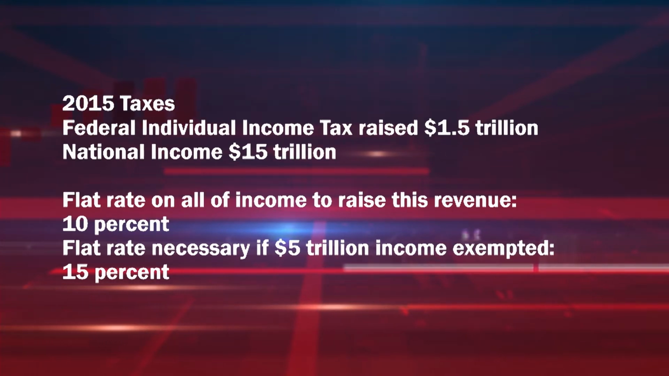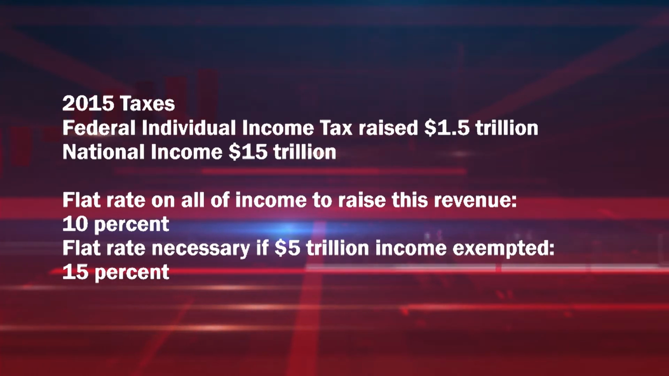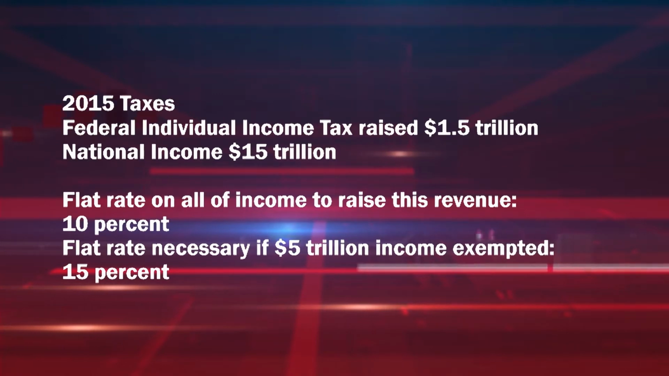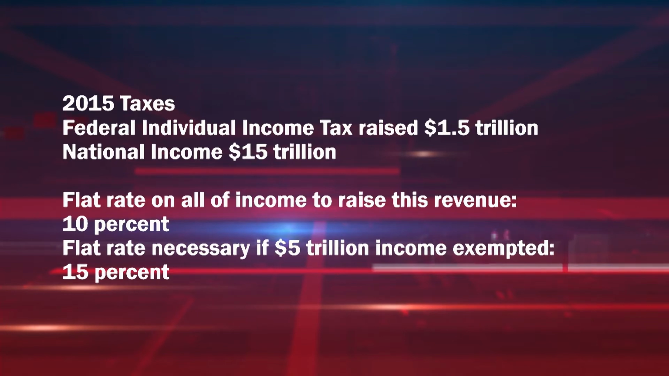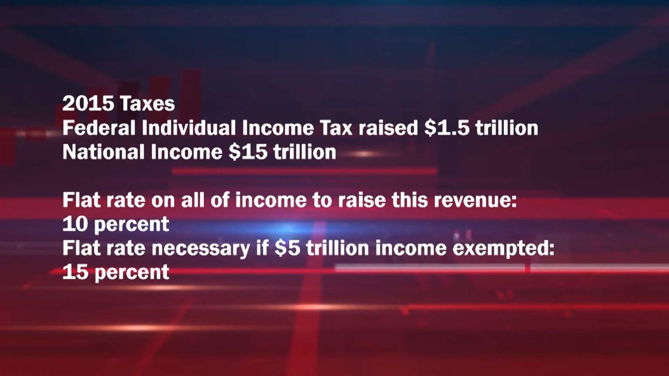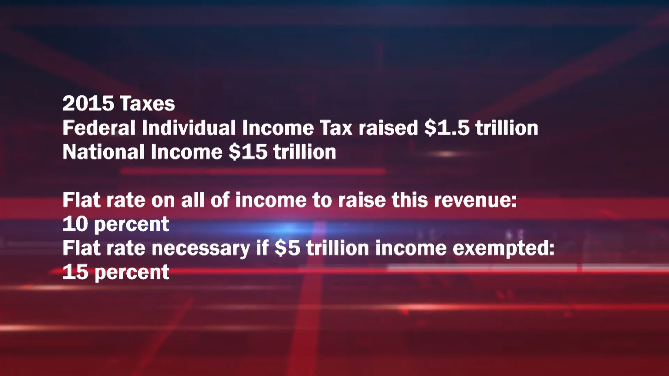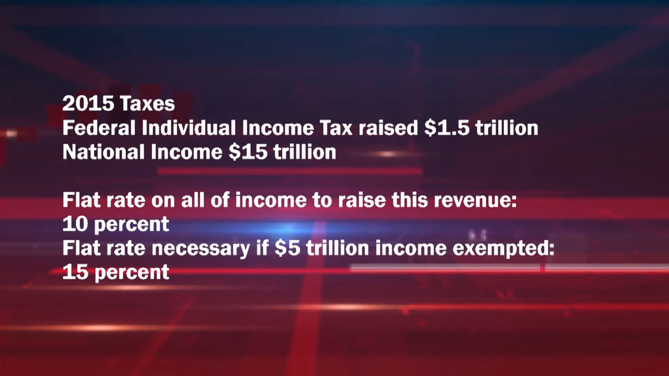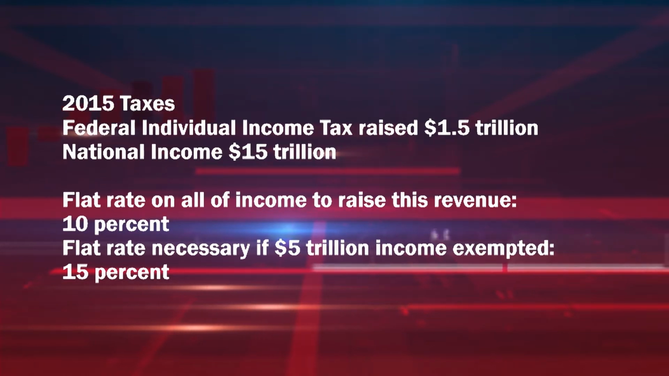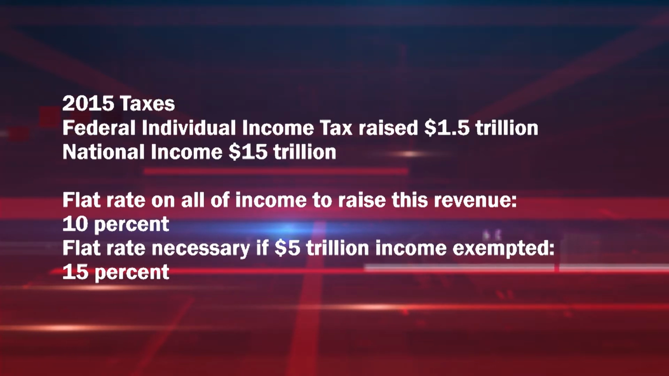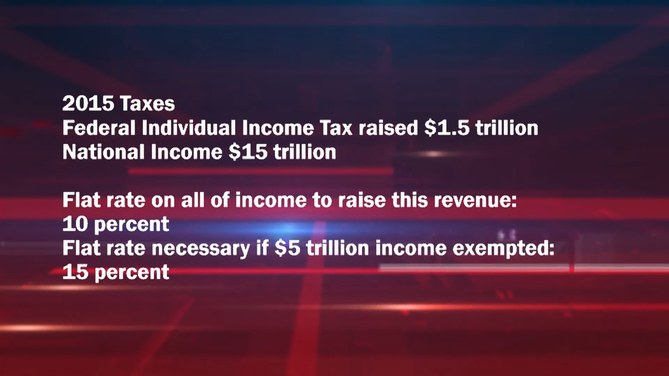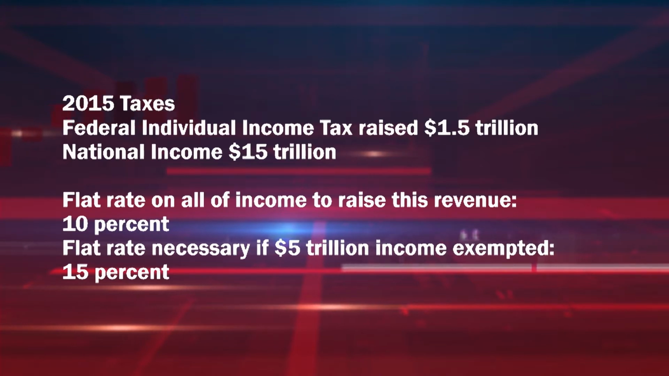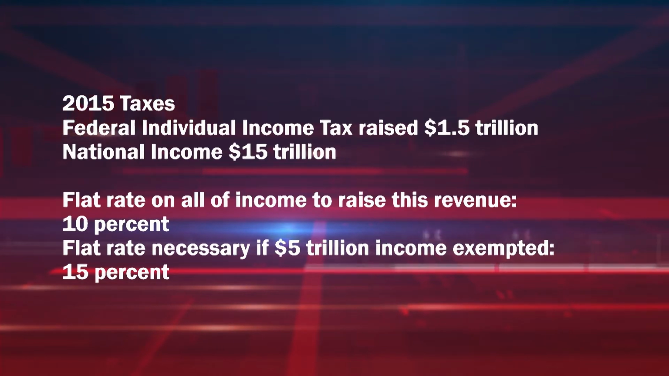On the other hand, if through exempting mortgage interest, exempting state and local taxes, and exempting a lot of other forms of expenditures, say we had $5 trillion in national income that we decided not to tax. Our adjusted gross income would be only 2/3 of our base income. Well, then to collect $1.5 trillion, we need a 15% tax rate.